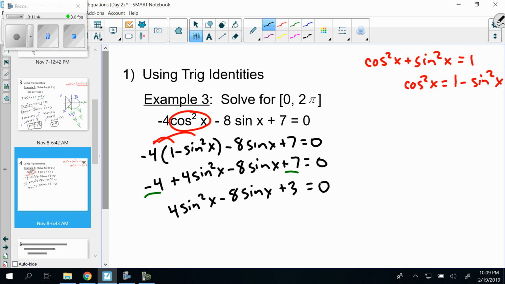This is where we need to do some factoring. So I want you to see if you can finish this problem. Pause the video and see if you can do the factoring now. Set both of the factors equal to 0, solve, and see what you get.